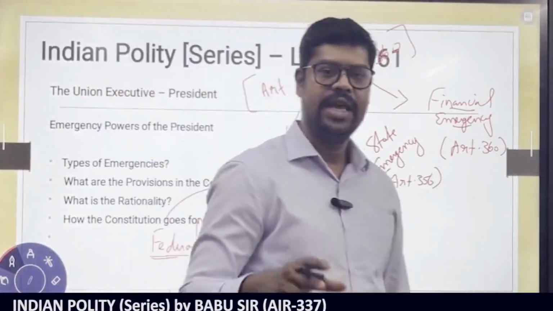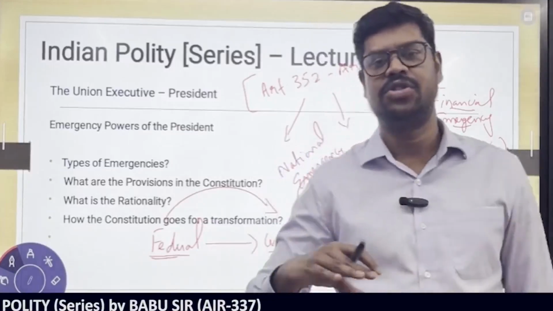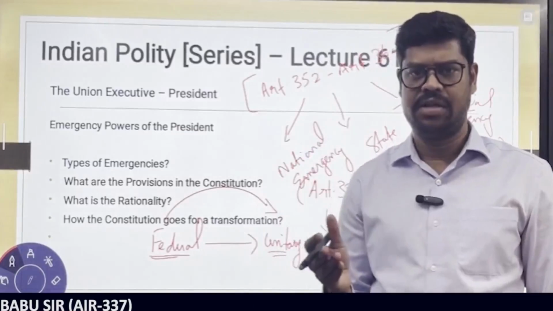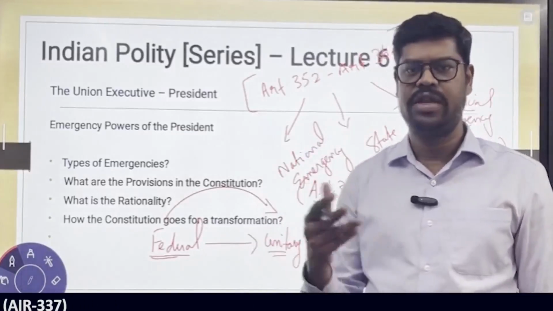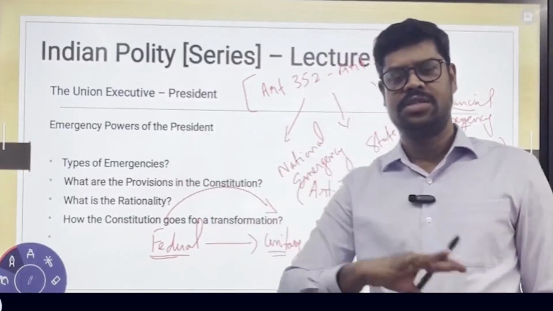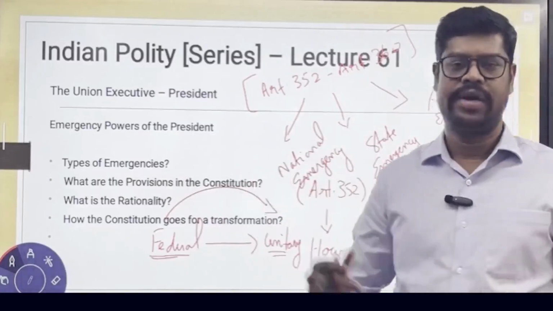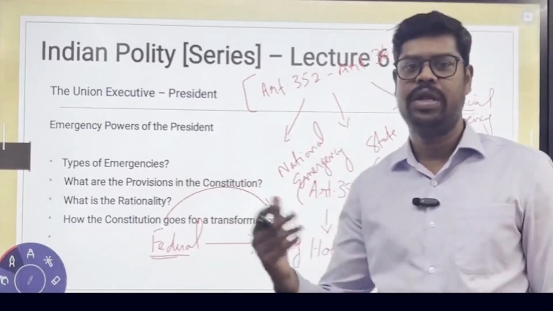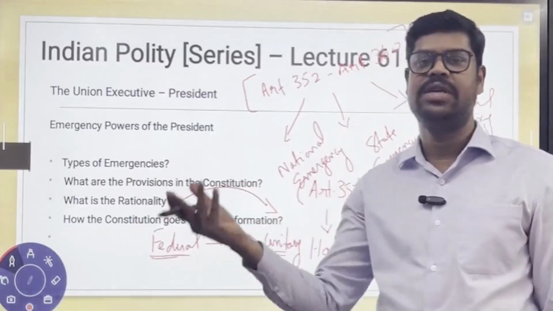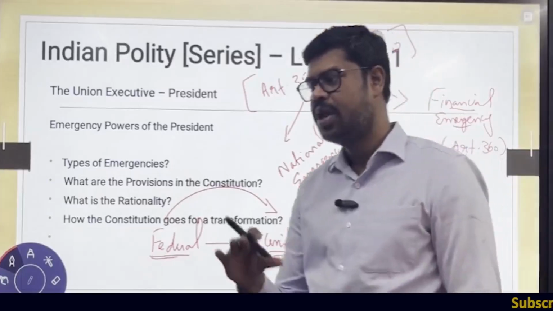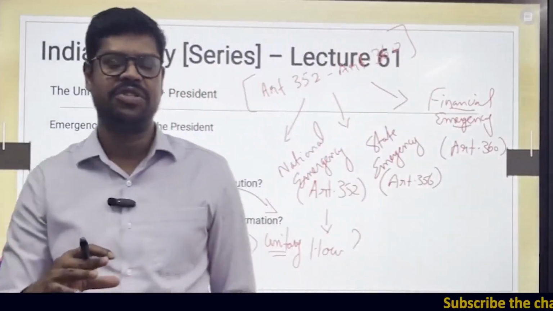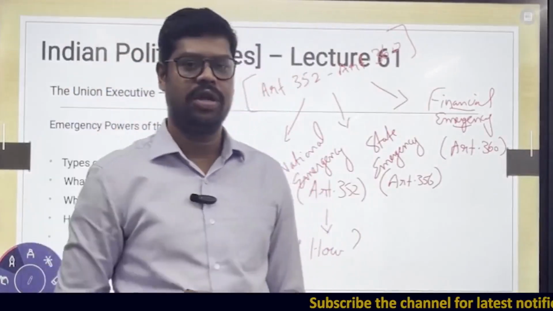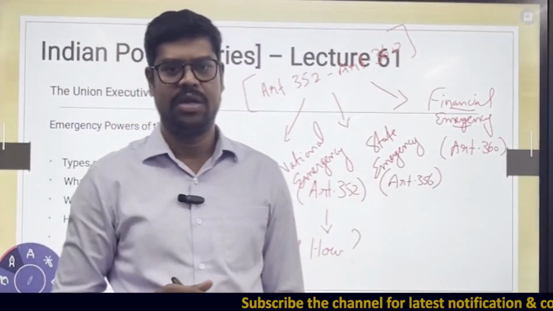Yes. In case of state emergency and financial emergency also, the constitution does transform itself, but maybe to a lesser degree. So the difference is only in degree, not in nature. So in all these cases, the constitution will go for a transformation. And how does it go for a transformation? From a federal to a unitary political system. So what I mean when I say a unitary political system is that under the emergency provisions, the power is concentrated in one single authority, that is, under the national authority or in the hands of the union government.